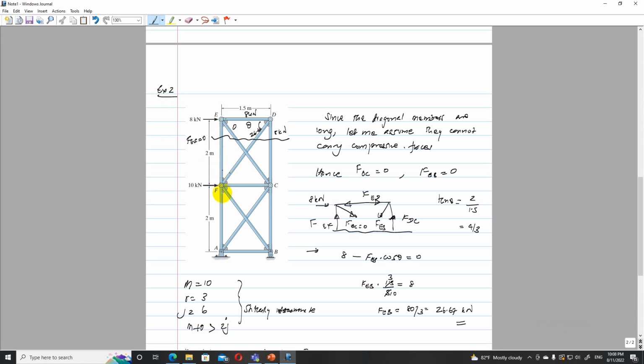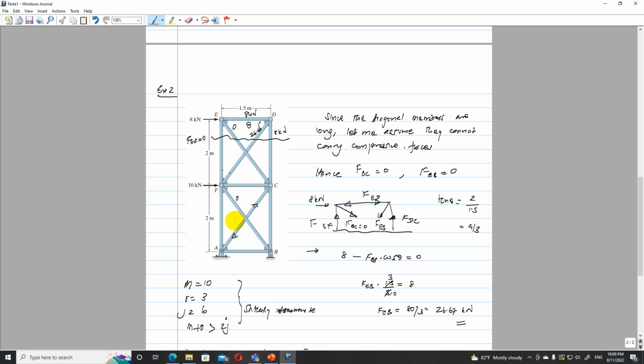So now this is a zero force member, and this is 26.67. So I need to find the other 3 member forces. Here I can't find the other 3 member forces, because at one point I can get only 2 member forces. But here also I can assume this to be a zero force member, and this one I can find the value.